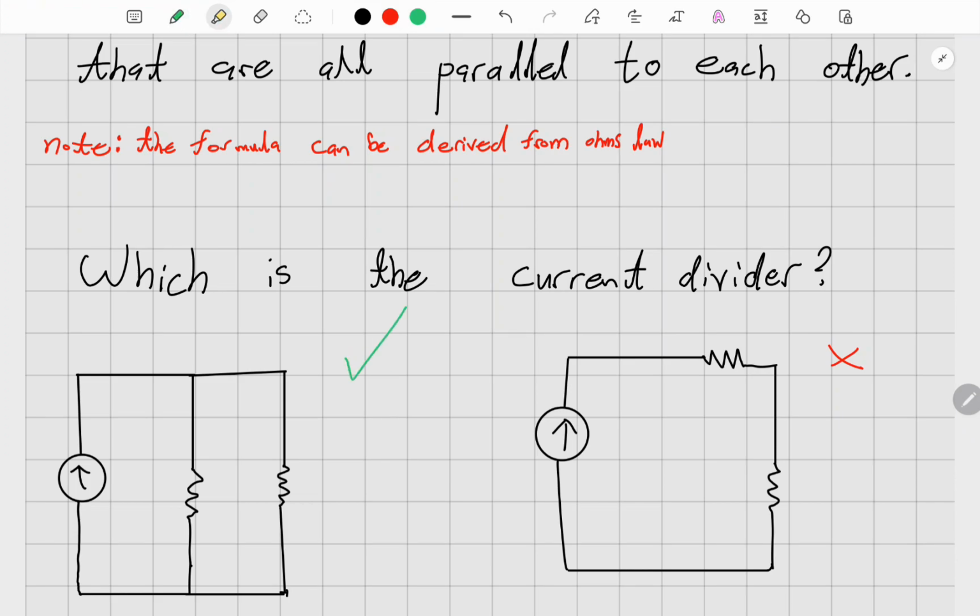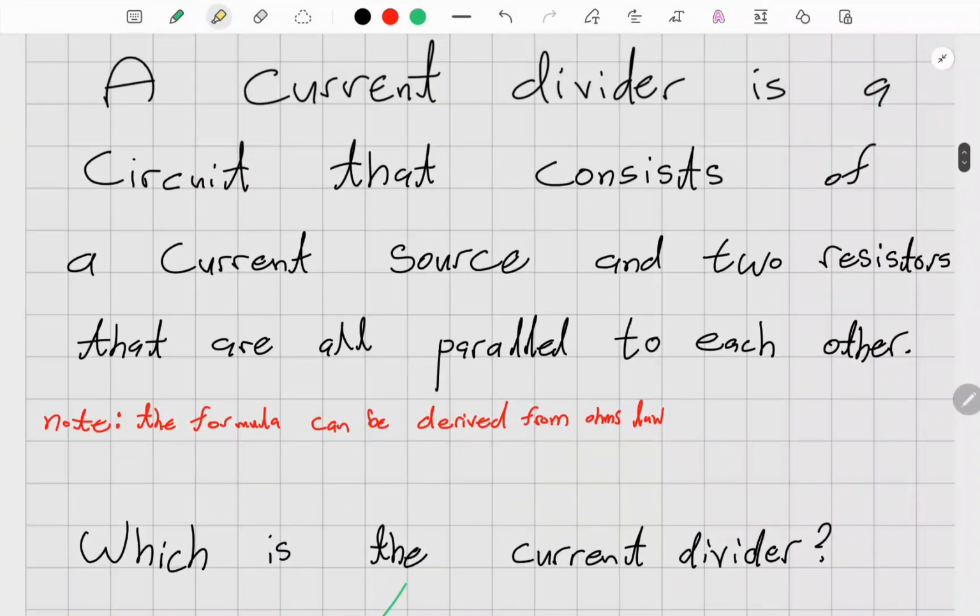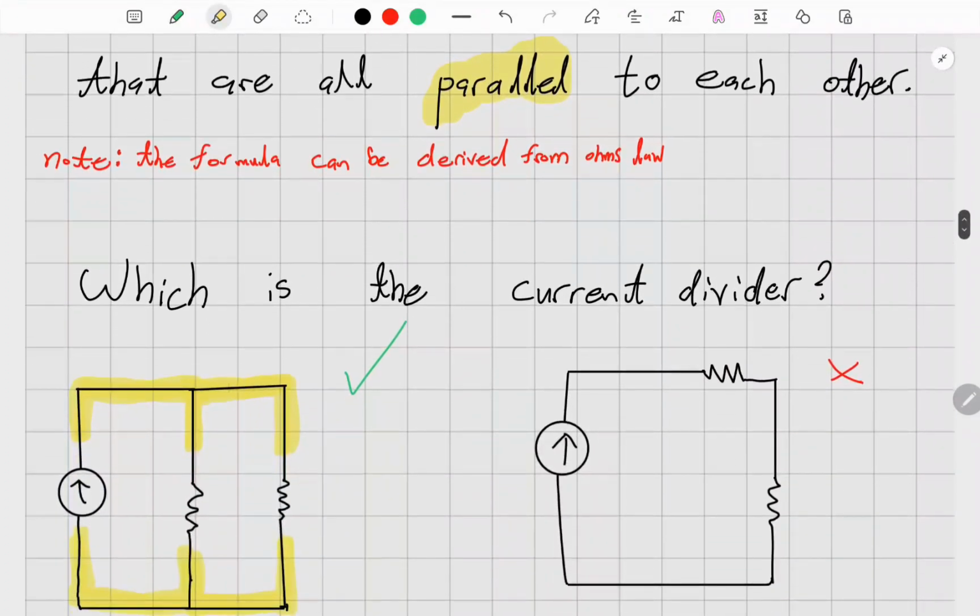It's in parallel. And the way we could tell is they're sharing two or more nodes. There's one node right here, and there's a bottom node here. You could clearly tell that all these elements are sharing two or more nodes. And if we look at the definition, it says parallel. The current source and the two resistors have to be parallel. Therefore, it's the left circuit.